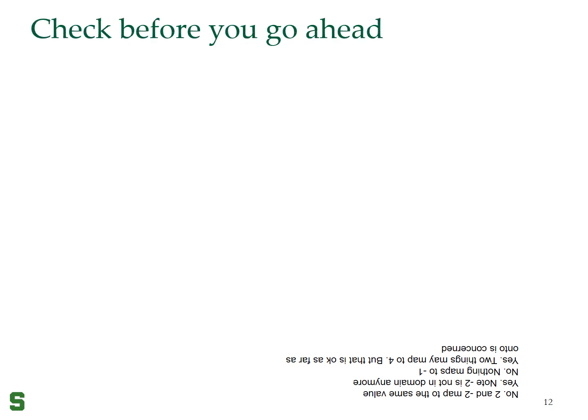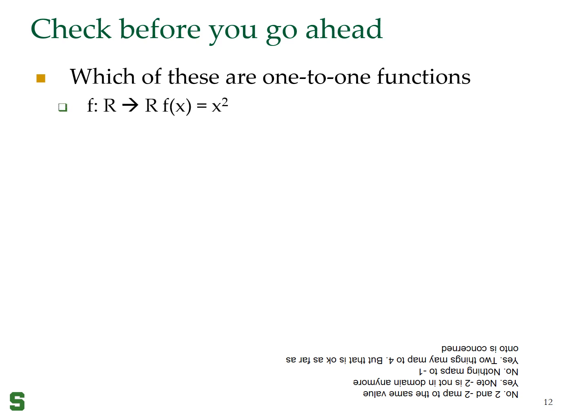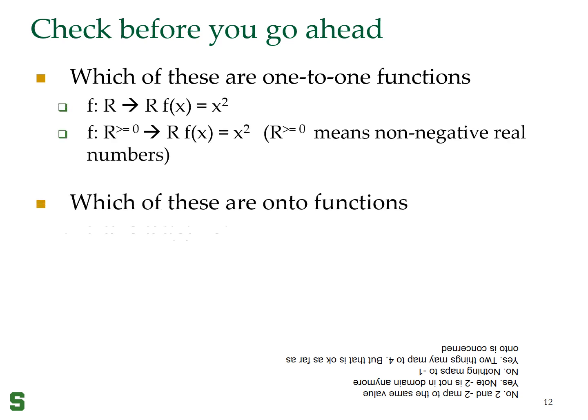Once again, we have reached the check before you go ahead slide. I want you to identify which of these functions are one-to-one or onto. Remember, the functions look very similar to each other. All I'm changing is the domain or range, and that is going to change whether the function is going to be one-to-one or onto. The answers are at the bottom of the page, so check the answers, and if you have questions, please check with me or the TAs.